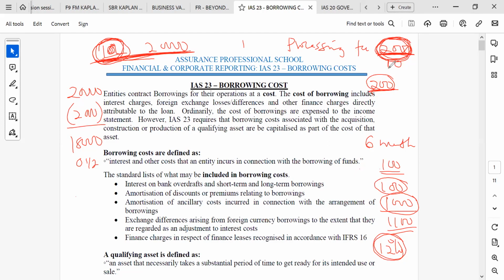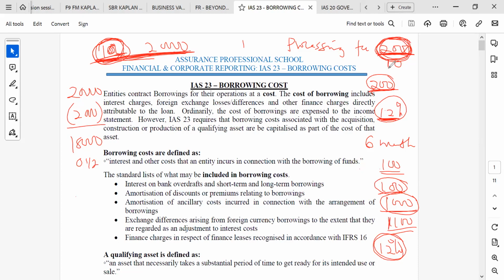But sometimes they can give you an effective interest rate. The interest rate over here is 10%, which is the coupon rate. They can give you an effective interest rate of 12% in the question. The effective interest rate has taken into consideration the interest itself, which is the 1,000 for 6 months, and the transaction cost of 100, which is for 6 months. So it means that if you apply this particular rate on a net amount, you are going to be getting the 1,100. That is the meaning of the effective interest rate.